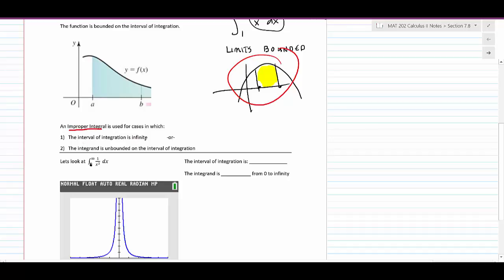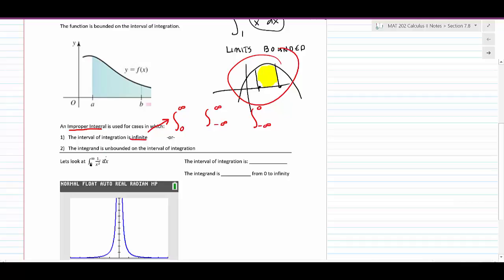The interval of integration is infinite. An example of that would be integrating from 0 to infinity. The other possibilities would be negative infinity to infinity, or negative infinity to 0, or something else. So you've got an infinity in there somewhere, so that's not bounded.